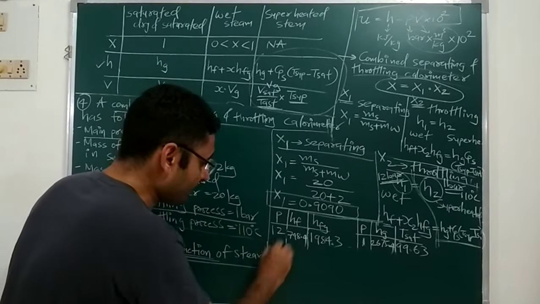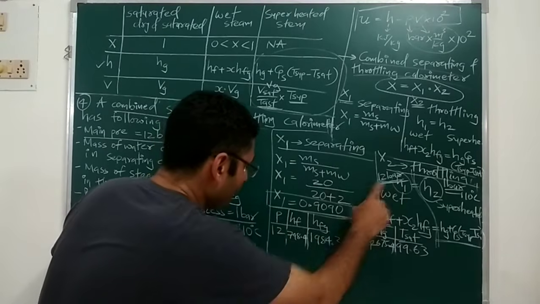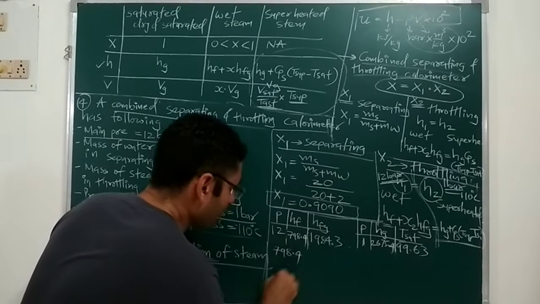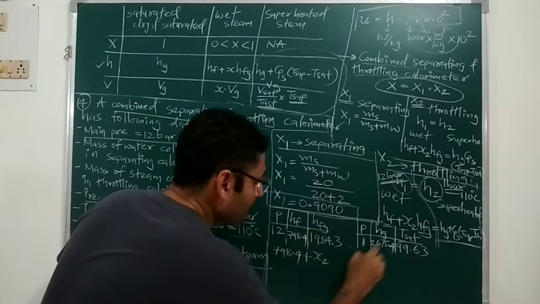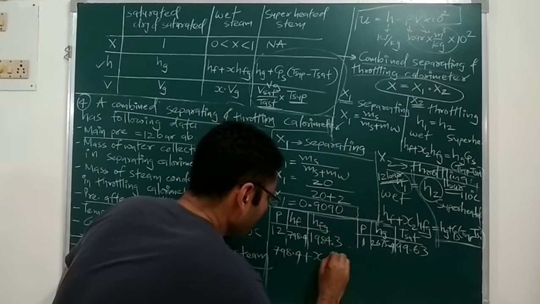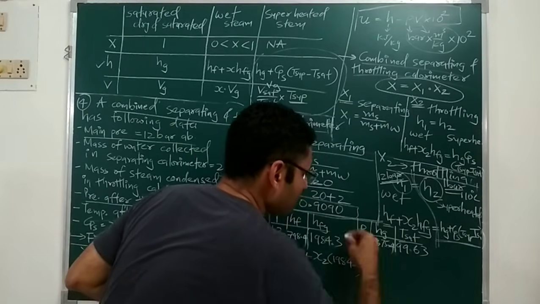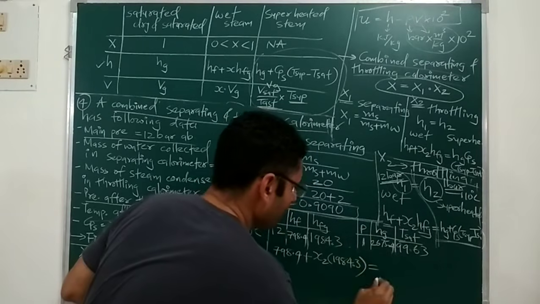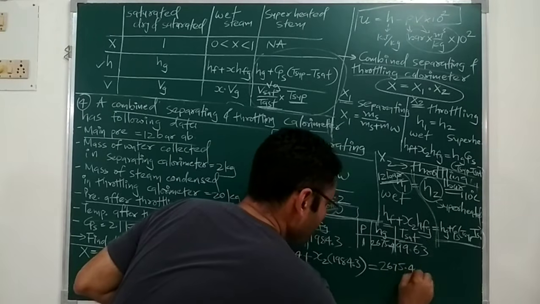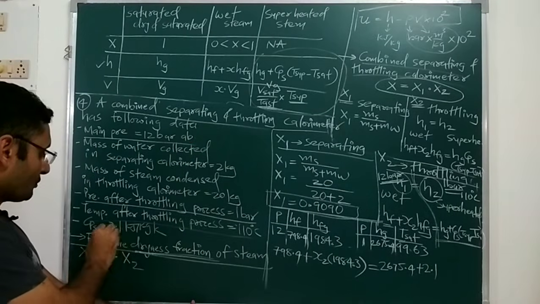Now we will put each and every value over here. First of all, HF in front of 12 bar is 798.4. Then plus X2 you have to calculate, times HFG in front of 12 bar, which is 1984.3. That equals the values in front of 1 bar: Hg, which is 2675.4, plus Cp of steam, which is 2.1, also given in your numerical.